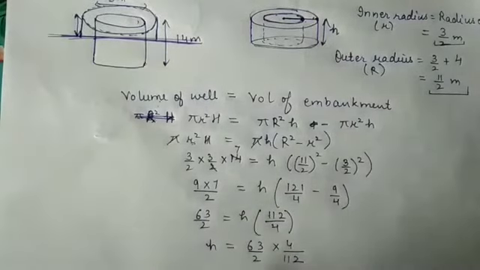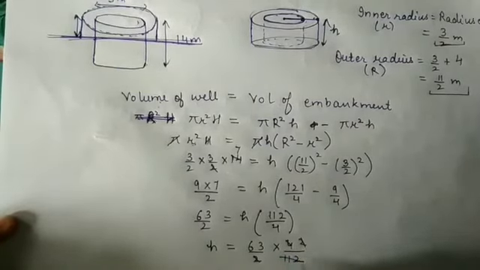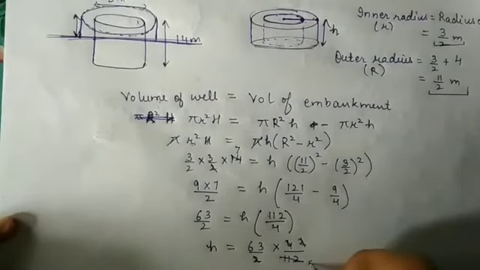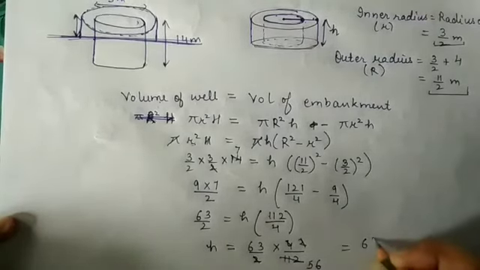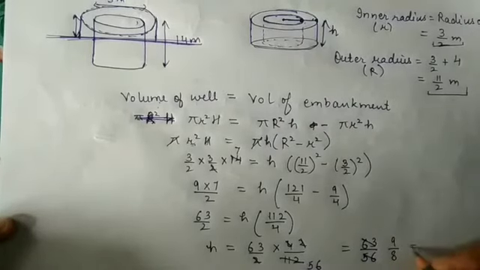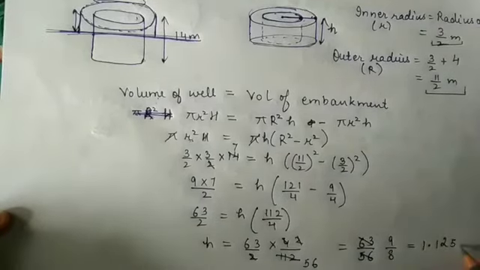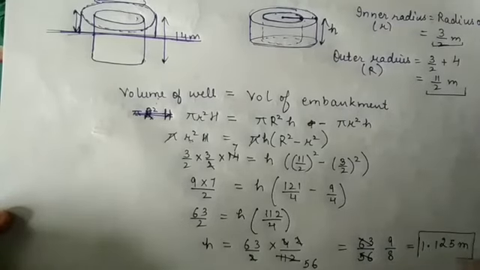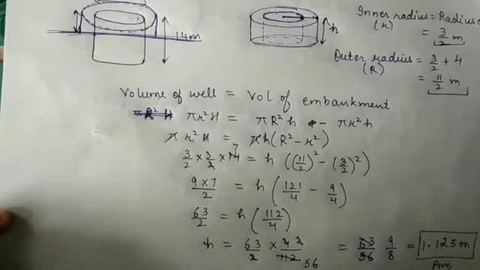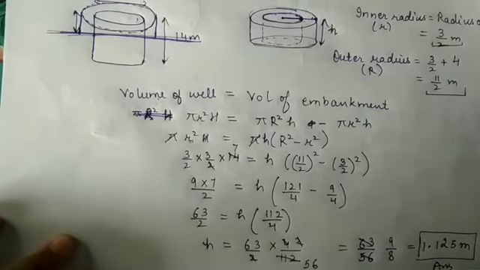Now cancel the terms whatever possible. So here you will get 2 5s are 10, 6. So 63 upon 56. So these are of the table of 7. So 7 9s are 63 and 7 8s are 56. So 9 upon 8, and this would be equal to 1.125. 1.125 meters will be the height of the embankment, and this is your answer. So in this way you will solve this question. Now let us move on to the next question.